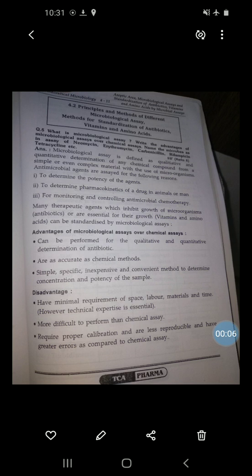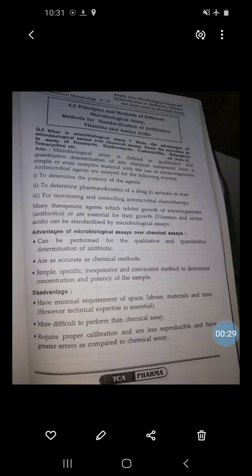In the last lecture, I discussed the microbial assay. Today we will see the next part of our syllabus, that is the same microbial assay. So what is microbial assay? We will see the microbial assay, then the advantages of microbial assay, then the disadvantages, and the assay of amino acid.